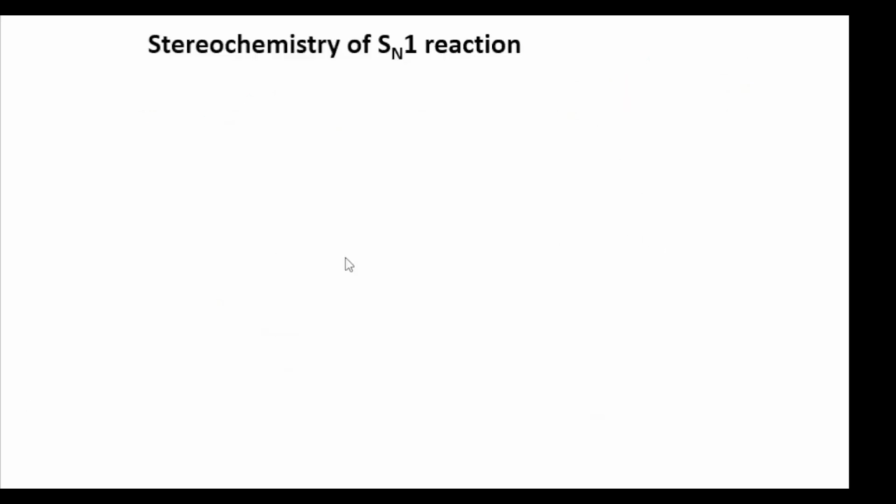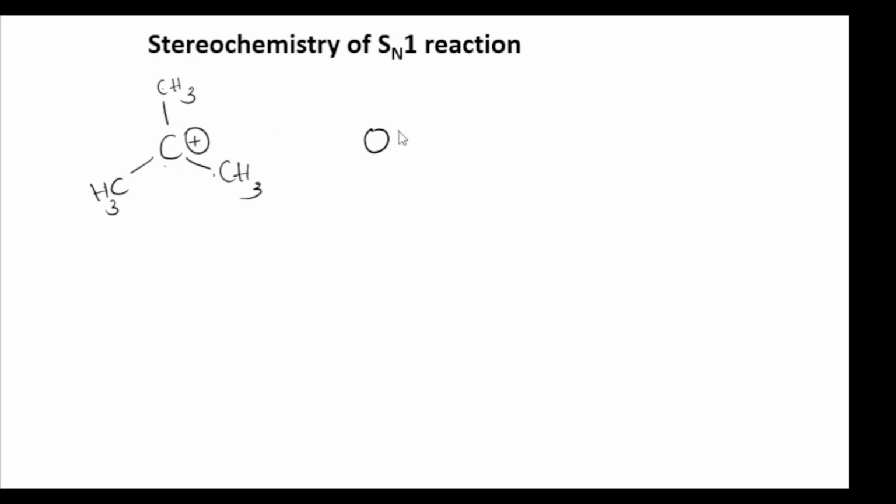Then the stereochemistry of the SN1 reaction. We know that the intermediate is a carbocation. What is the geometry of a carbocation? Suppose I represent a carbocation like this. This is the tertiary butyl carbocation. Its geometry is trigonal planar. That means this whole molecule, this carbon, this carbon, this carbon, and this carbon, is present on the plane of a board, we can say.